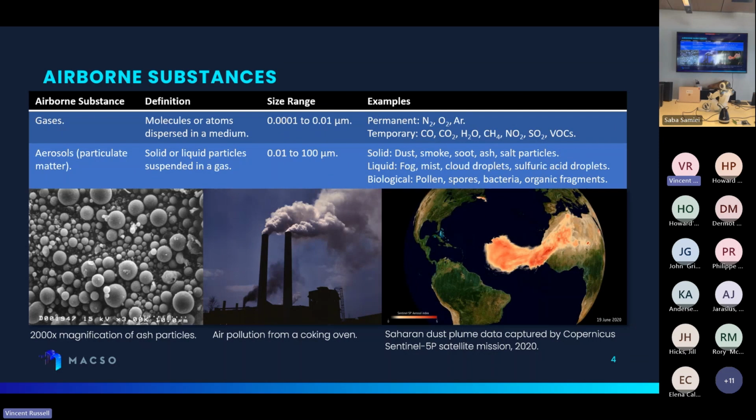And so now that everyone better understands a little bit about airborne substances, how can we reduce our exposure to some harmful airborne substances? Well, we can use sensors, and we can integrate artificial intelligence with these sensors.